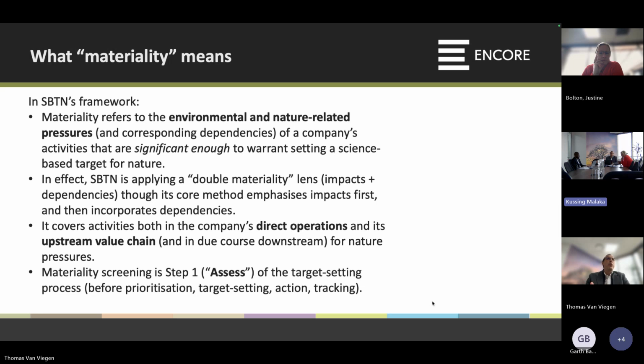Within the framework, materiality refers to environmental and nature-related pressures and corresponding dependencies. Justine also spoke a lot about the boundaries, about pressures and the whole issue around dependencies, particularly when you're looking at upstream and downstream value chain aspects. That's where this issue around dependency becomes quite important, and to consider that those activities are significant enough to warrant setting a science-based target for nature.